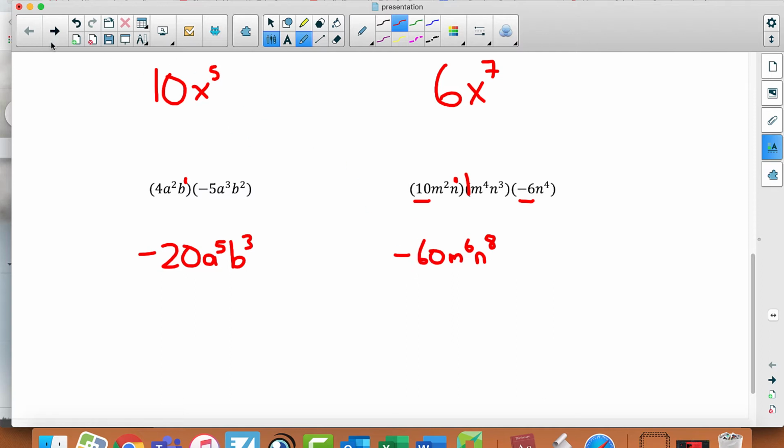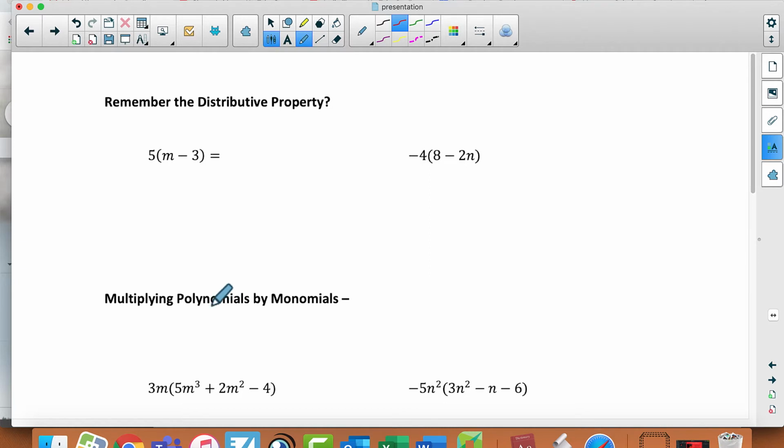Now, we're going to look at how you multiply polynomials by monomials. But in order to do that, we have to review another thing that you learned in a previous year. You learned this last year. It's the distributive property. I also called this mountains. Remember this? This 5 written out front of the bracket means 5 times m minus 3.